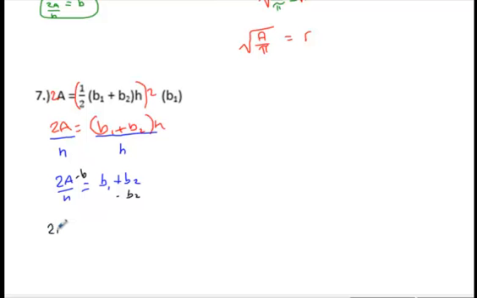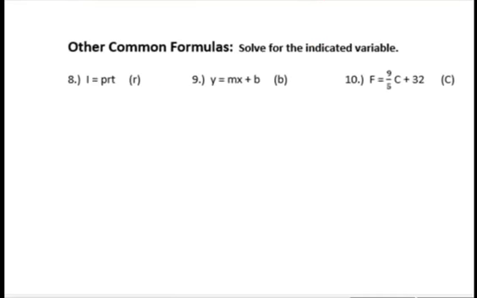I'm going to rewrite this because it doesn't look so good. 2a minus h all over b equals b sub 1. Ooh, b sub 1. I forgot the 2, so I'm going to write that up there. And I'm going to write it right here, right where my final answer is. So 2a divided by h minus b sub 2 is equal to b sub 1.